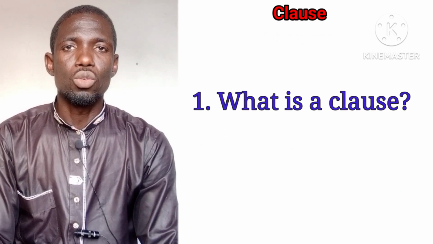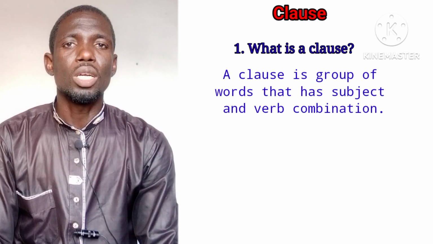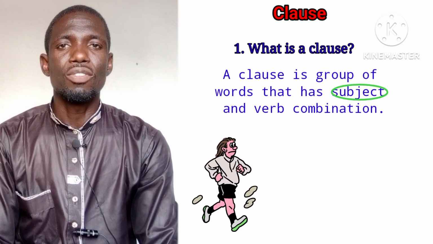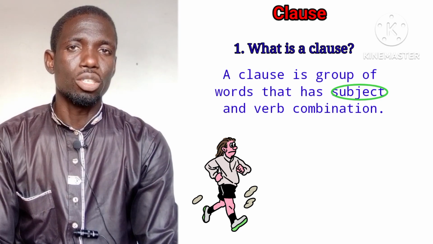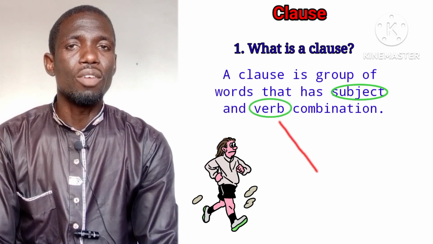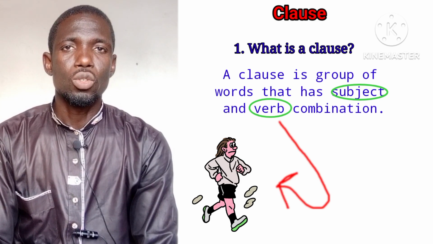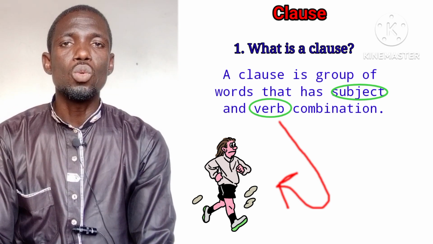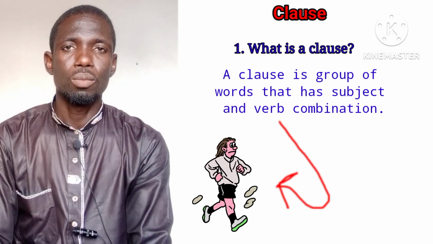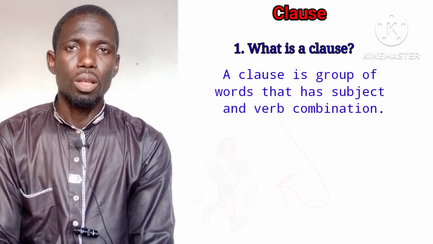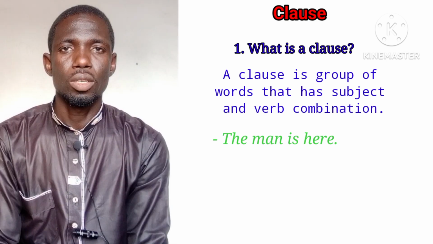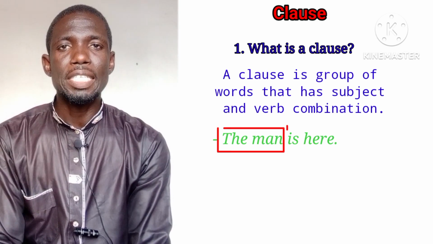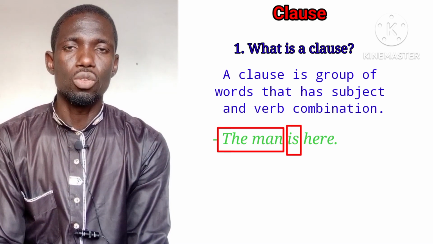First, what is a clause? A clause is a group of words that has the subject and verb combination. The subject is the person performing the action, while the verb is the action performed by the subject. So you cannot have a clause unless you have these two things, the subject and the verb. Let's look at this example. The man is here. A complete clause, because we have the subject, which is the man, and then is the verb. Therefore, this is a clause.